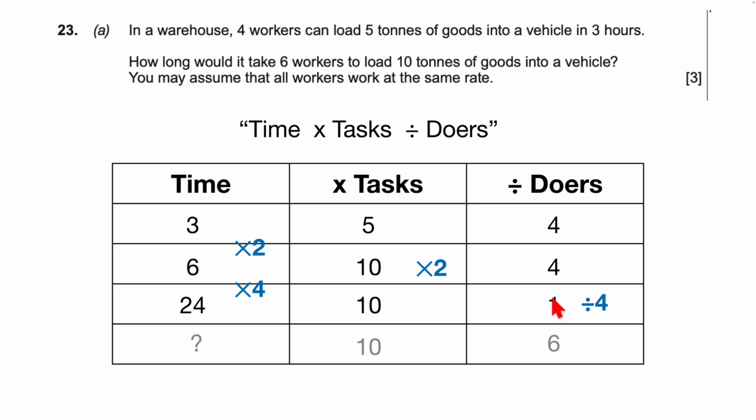But now we've got it easy to get from 1 to 6. We just multiply by 6. Obviously we keep the task the same, and now we are increasing the number of doers by 6, so we divide the time, and it's 4. 4 hours for 10 tons to be loaded or unloaded by 6 doers. 3 marks. That's a pretty tricky thing.